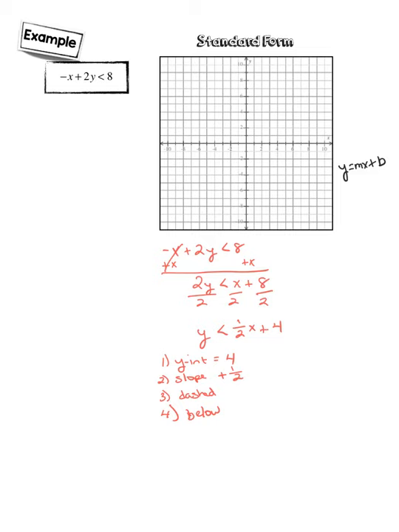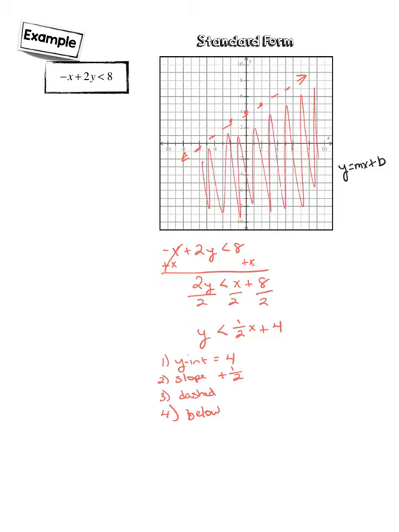All right, y-intercept is 4. There's my dot. My slope is a positive 1/2, up 1 over 2, down 1 over 2. Okay. My line is dashed. So let's, whoops, get a bigger eraser. Okay, it's kind of a sloppy dashed line, but you get the point. There. And I'm shading below.